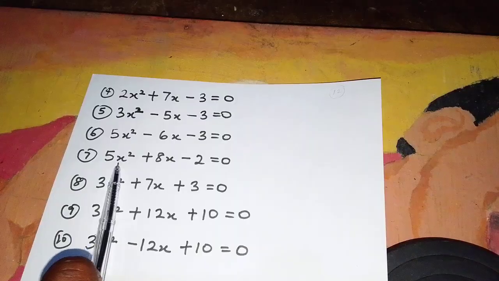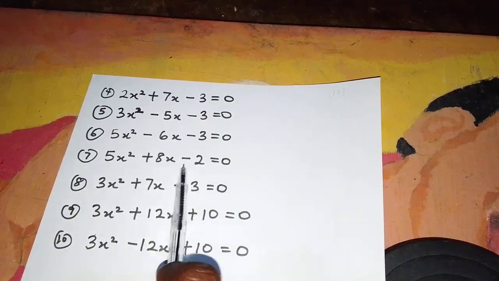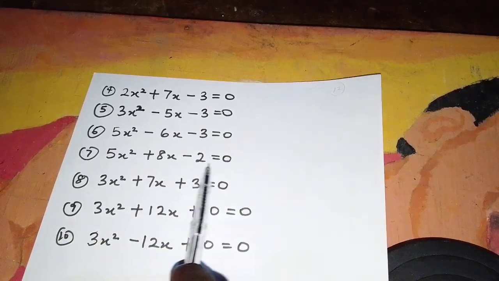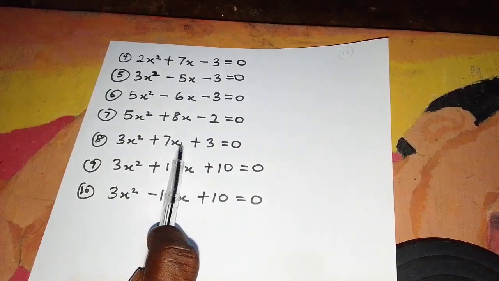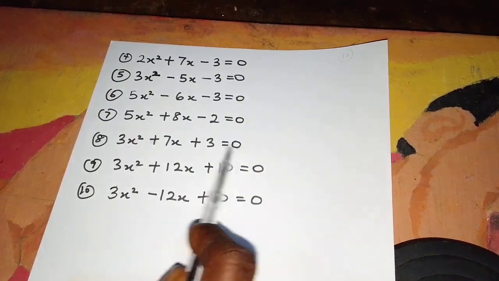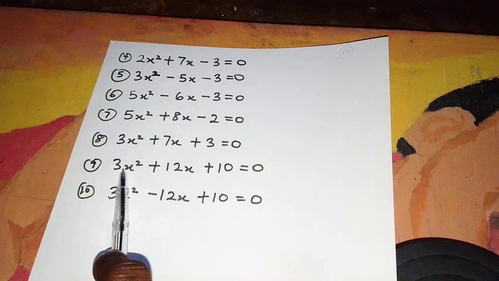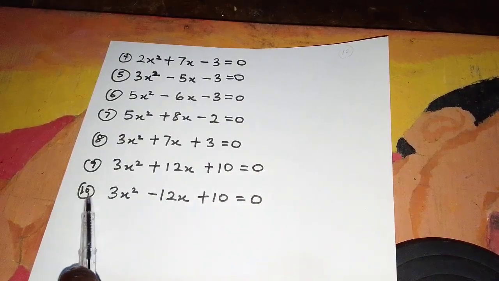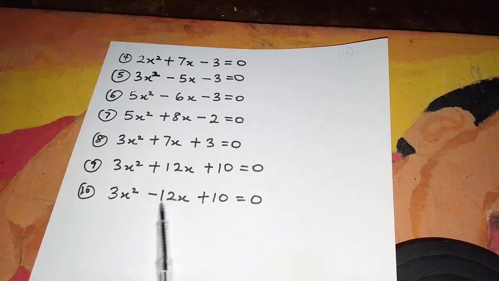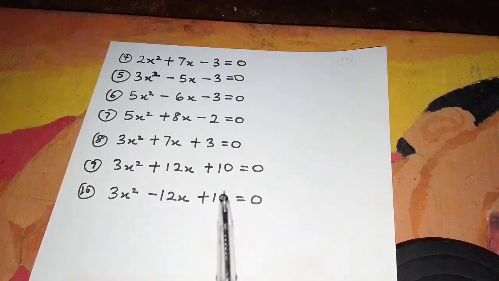7. 5x squared plus 8x minus 2 equals 0. 8. 3x squared plus 7x plus 3 equals 0. 9. 3x squared plus 12x plus 9 equals 0. 10. 3x squared minus 12x plus 10 equals 0.